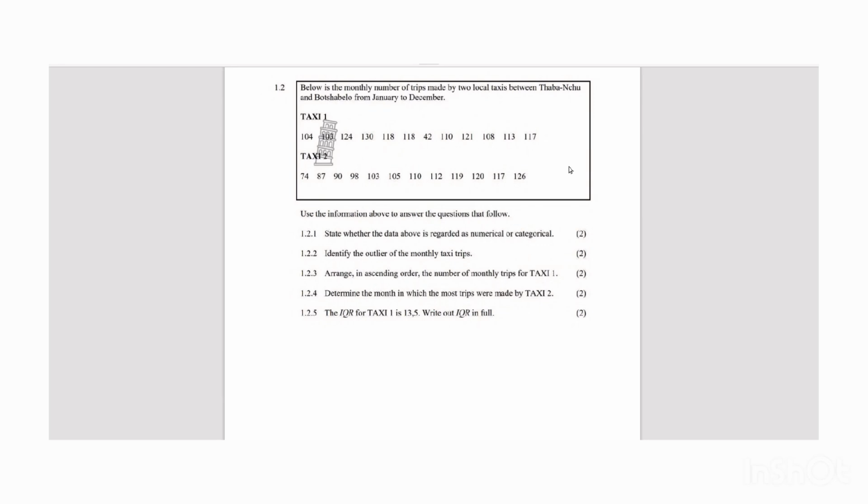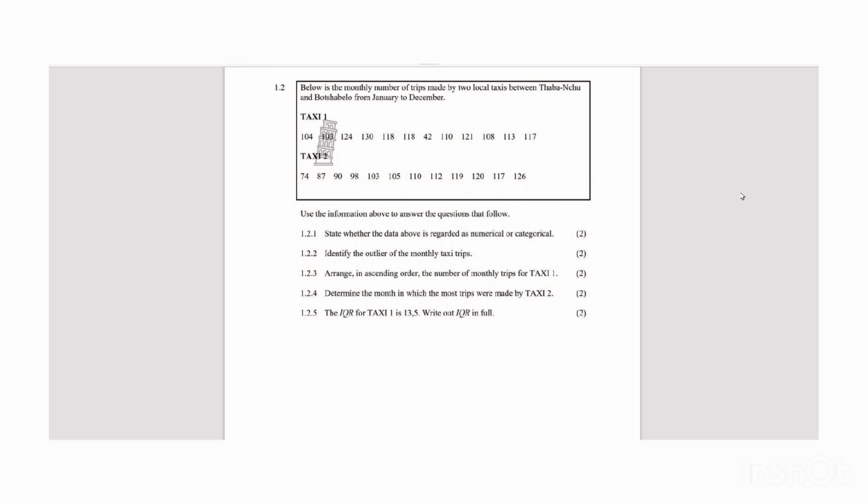So in this video we are continuing with our math literacy paper 1, and we already did question 1.1, from 1.1.1 up to 1.1.6. So what we'll be doing today is continuing to question 1.2, which reads: below is the monthly number of trips made by two local taxis between Tabanchu and Botshabelo from January to December. Taxi 1, and then all the number of trips for the year, and then taxi 2, and then all the number of trips for the year. And then it says, use the information above to answer the questions that follow.